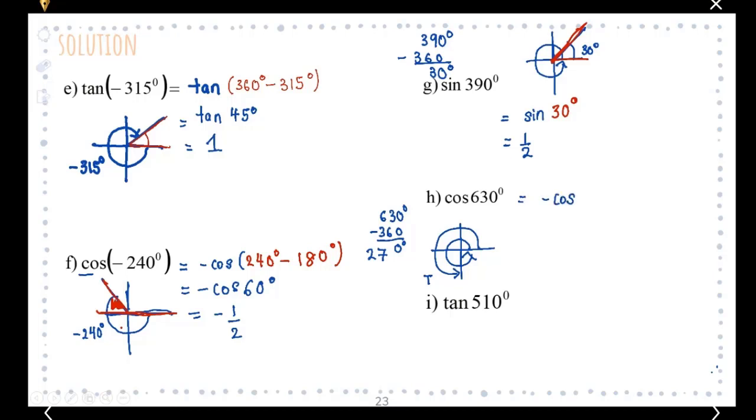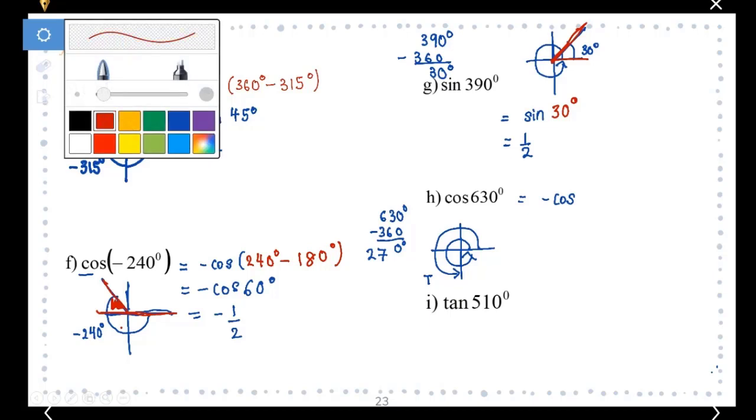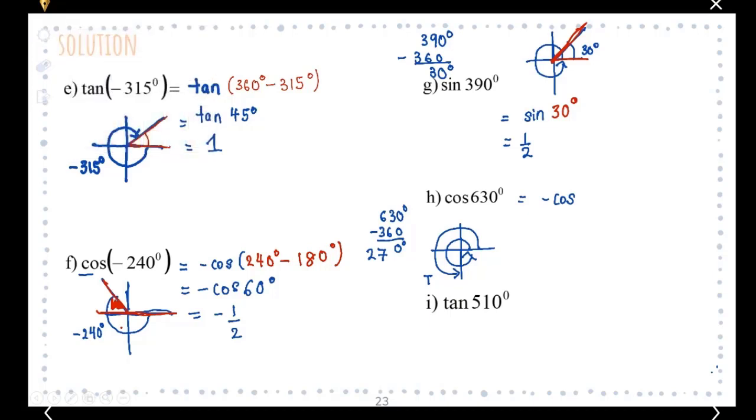First we wanted to know the sign, and we already know it is negative cos. Next we want to know our reference angle. If you see, it falls on the y-axis, which means the reference angle will be 90 degrees. Students, cos 90 is 0. So the answer is 0.